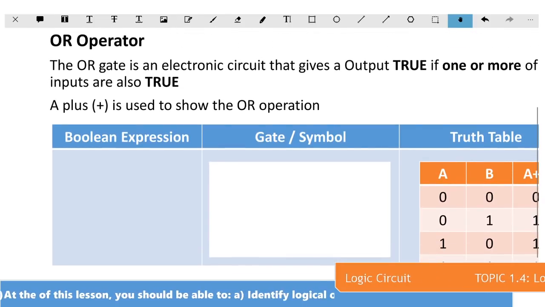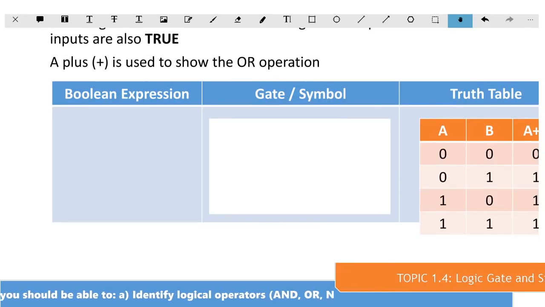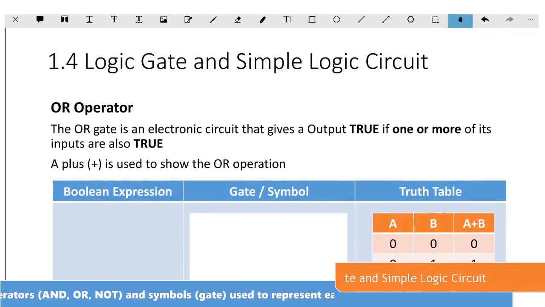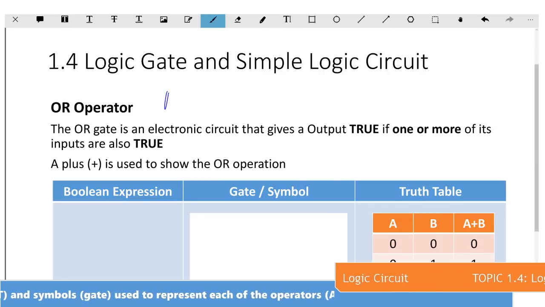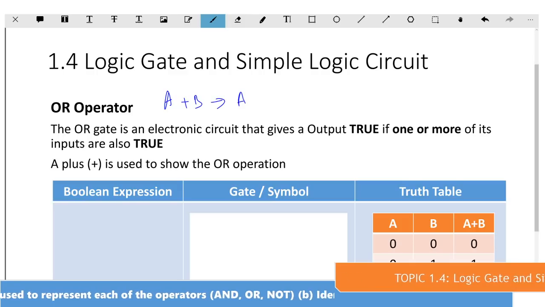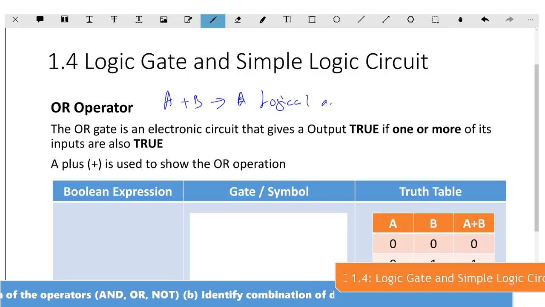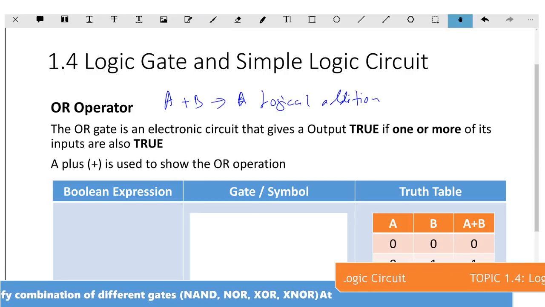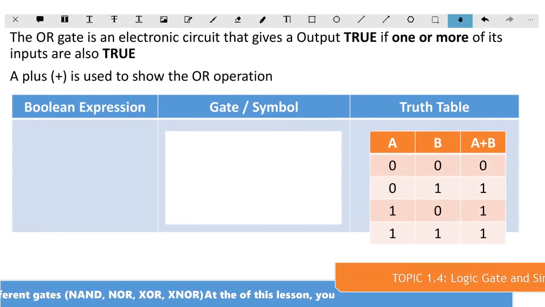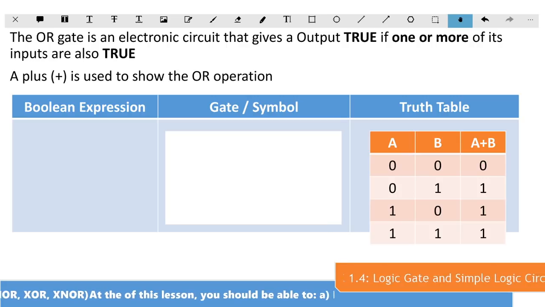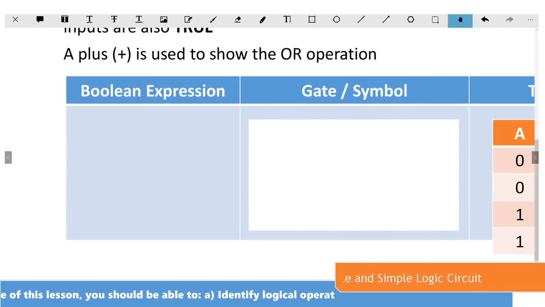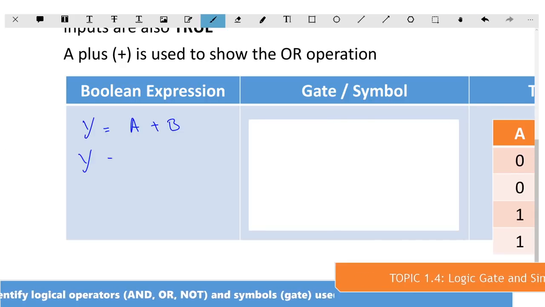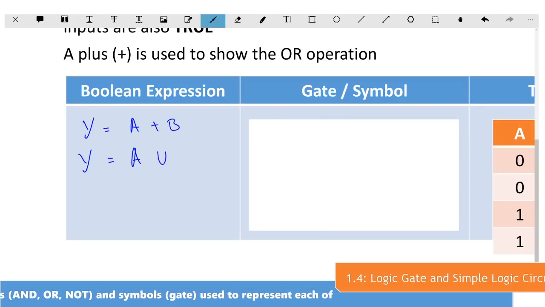Now we're going to the next operator, called the OR operator. This is the logical addition of A and B, written as A plus B. The Boolean equation for the OR operation can be written as Y equals A plus B, or Y equals A union B.